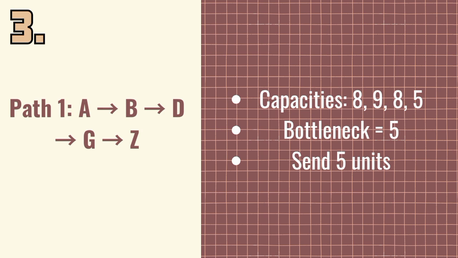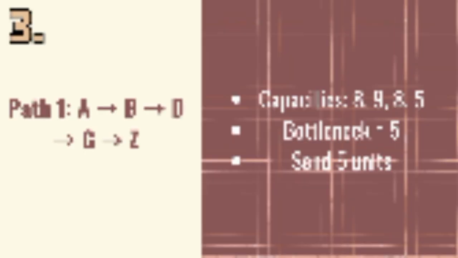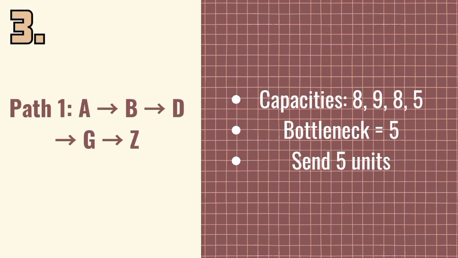Path 1: A to B, B to D, D to G, G to Z. Let us look at the first path. A to B is equal to 8, B to D is equal to 9, D to G is equal to 8, G to Z is equal to 5. The flow along a path is limited by the smallest capacity. So the bottleneck is 5 coming from G to Z. We send 5 units of flow through this path. After this, the link G to Z becomes full and cannot carry more data.